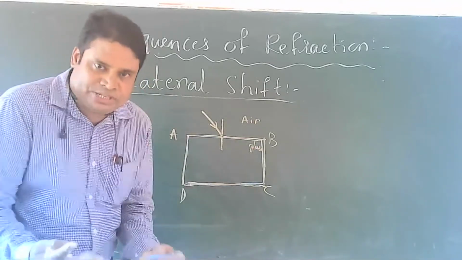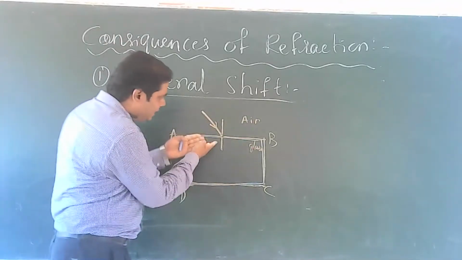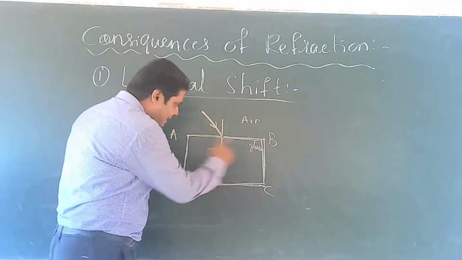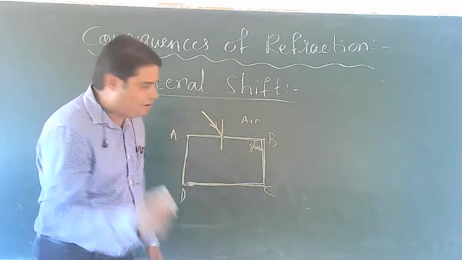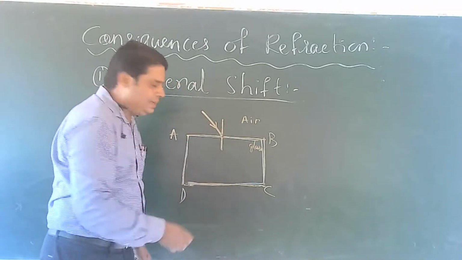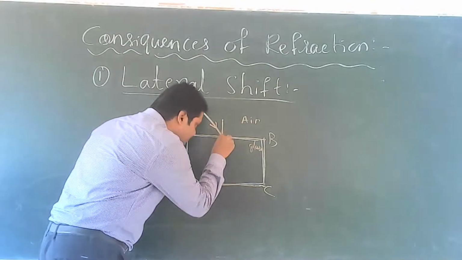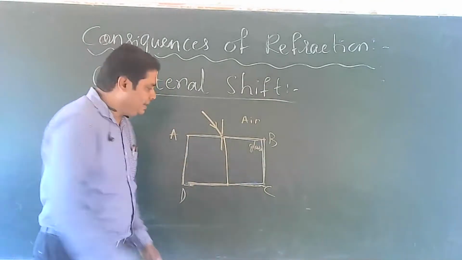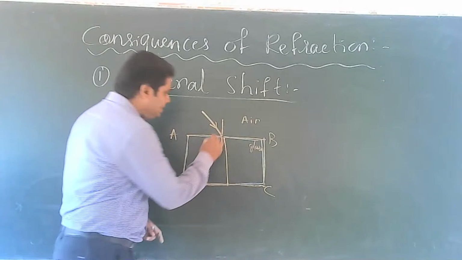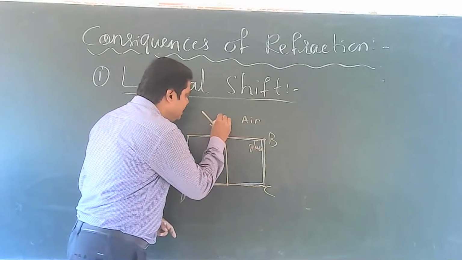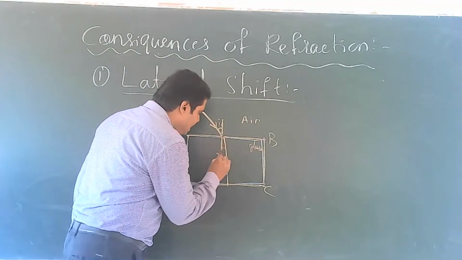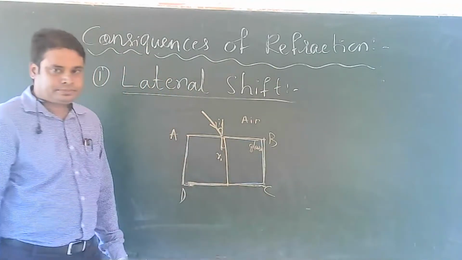We have discussed that when a ray of light incident on a refracting surface goes from rarer to denser, the ray of light will bend towards the normal. This is the angle of incidence, say I1 for simplicity, and the angle of refraction, say R1.